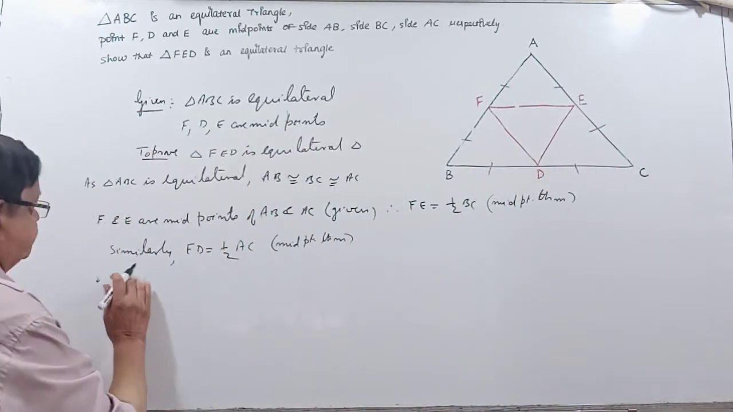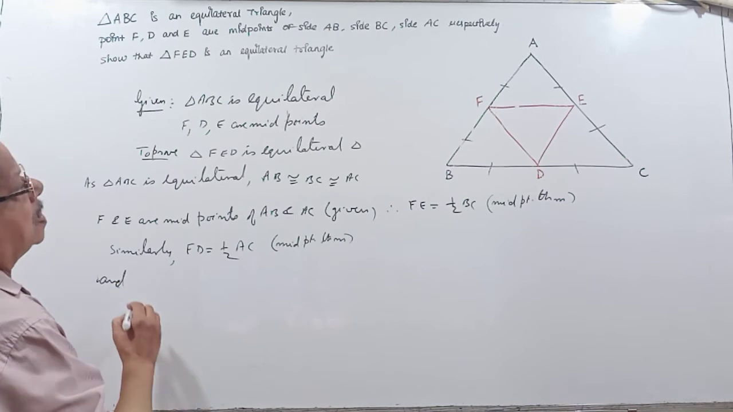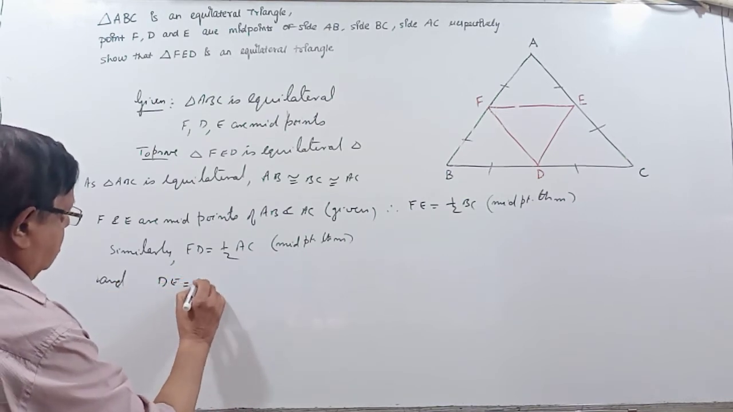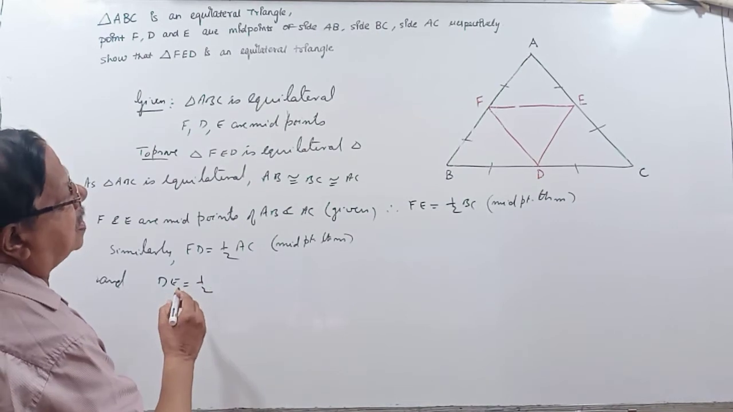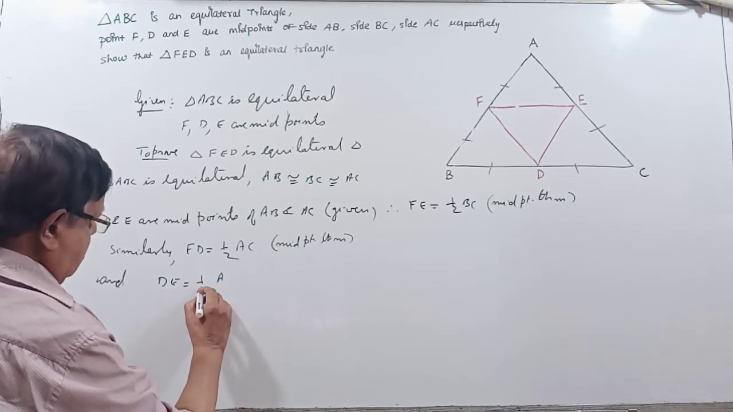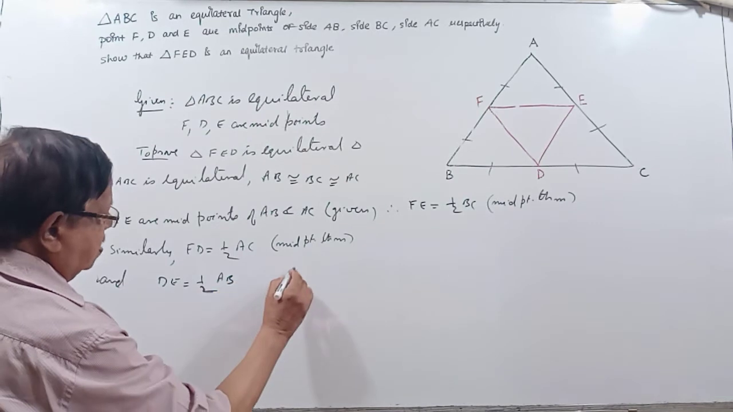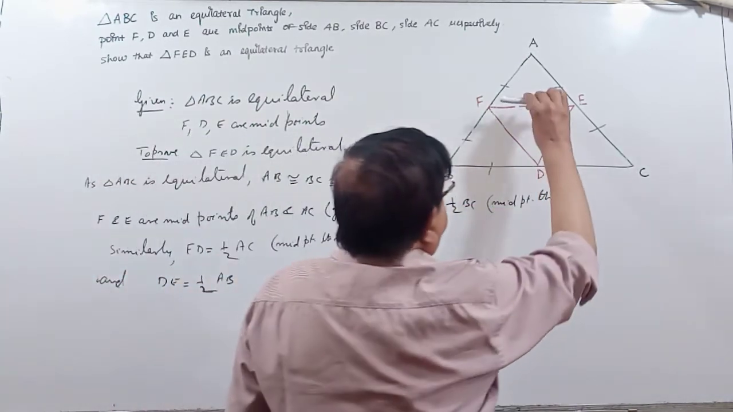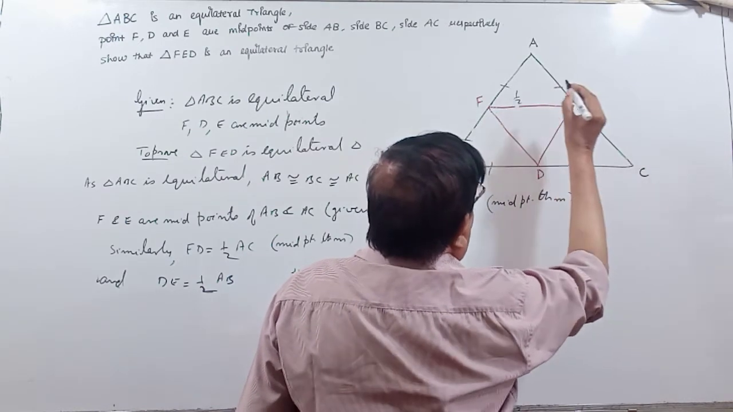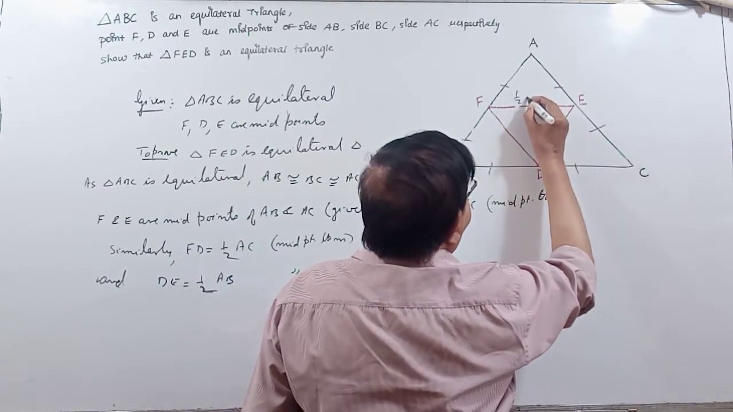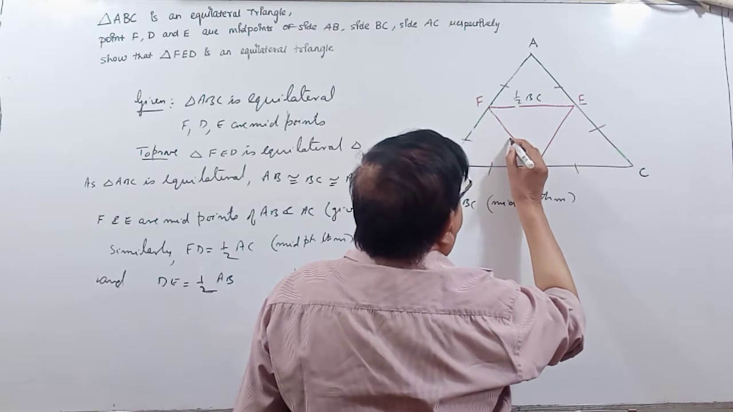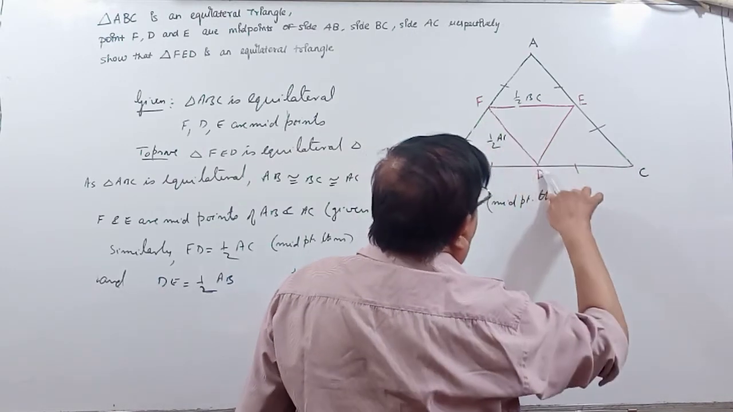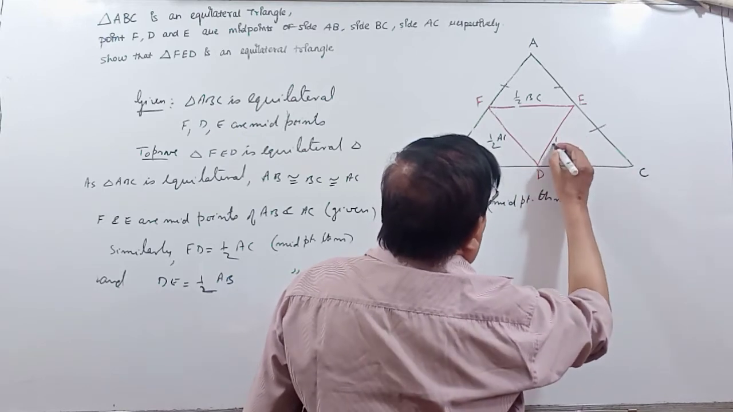And FD is done, now DE is equal to half of AB. Again, midpoint here. So this is equal to half of BC, this is equal to half of AC, and this is equal to half of AB.